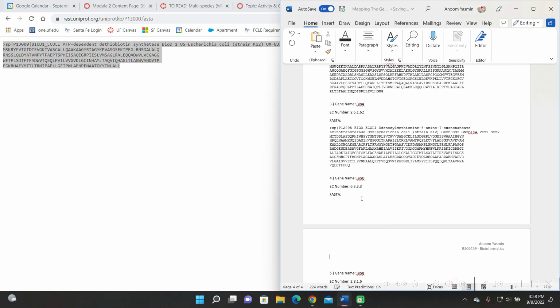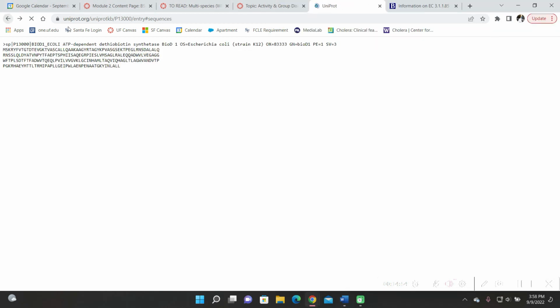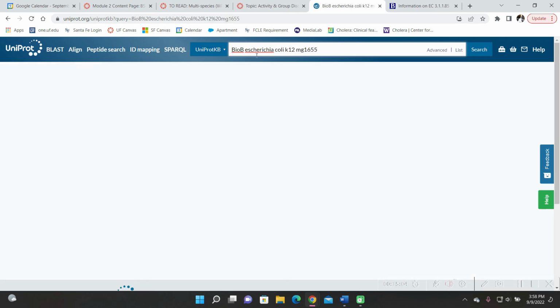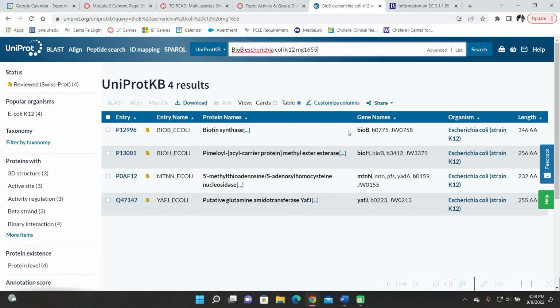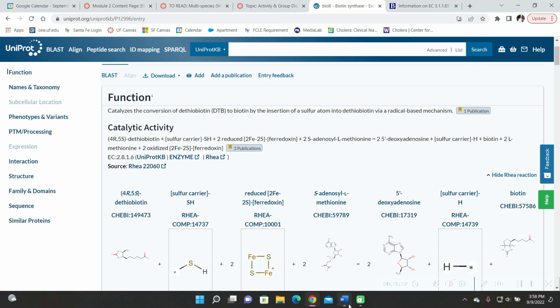And for the last one, you already know what I did. I looked it up, or I queried specifically with the gene name Escherichia coli K12 MG1655. Here there were multiple results, but I specifically clicked on BioB because that is the gene I was searching. I looked to see if the EC number matched, which it did, and then I copied the FASTA file.